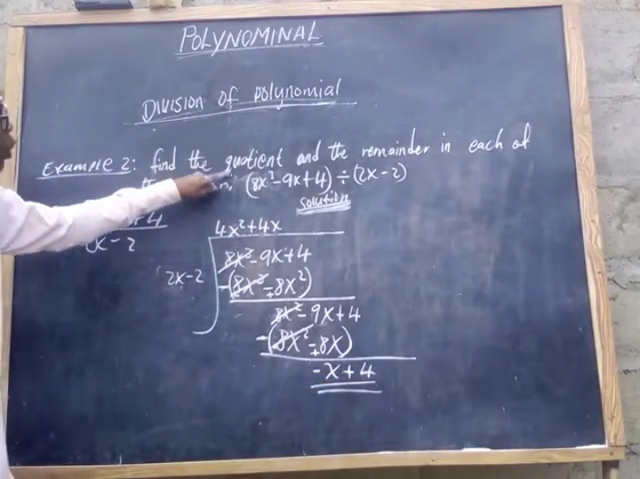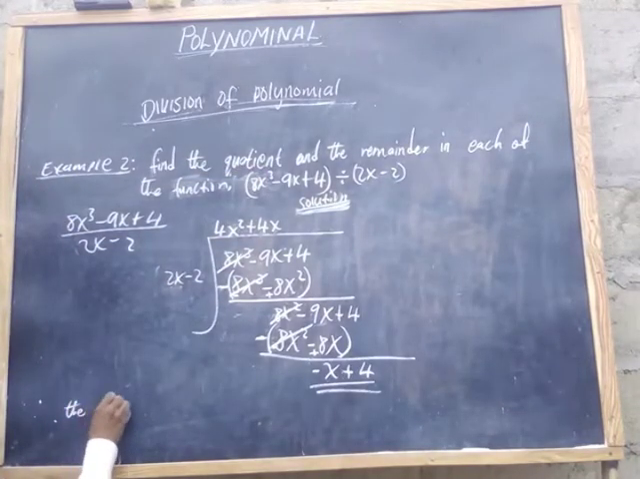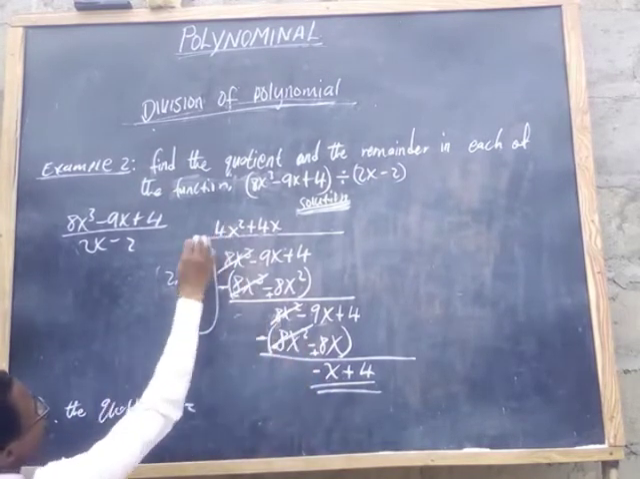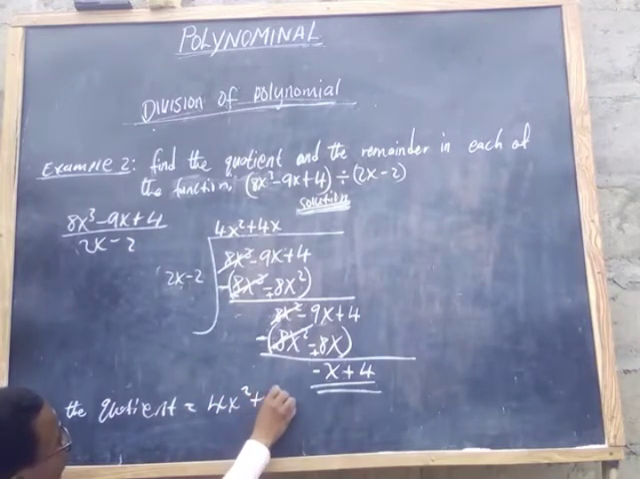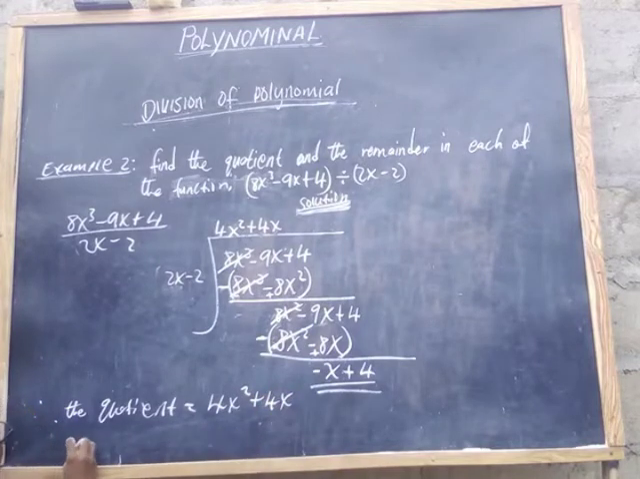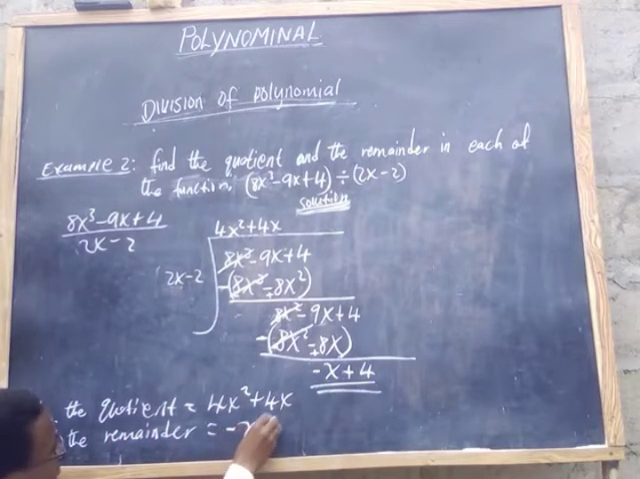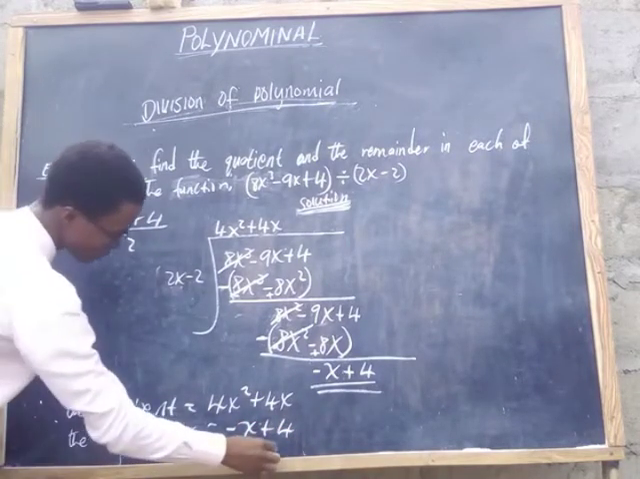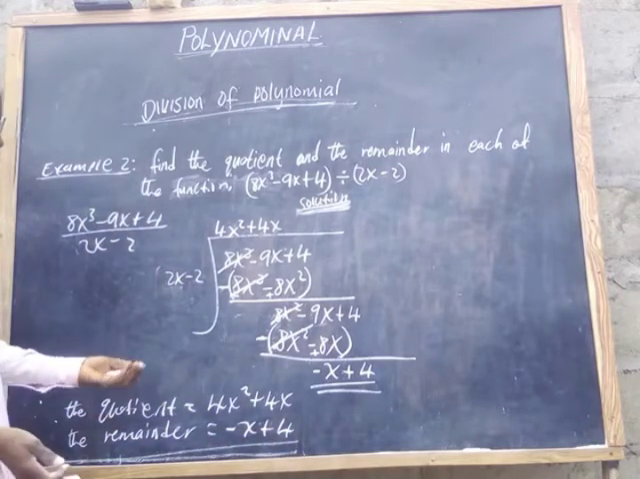So the question says find the quotient and the remainder. Now you can say, therefore, the quotient is equal to what? What is the quotient? Is this one. So you say the quotient is 4x squared plus 4x. This is the quotient. What is the remainder? You say the remainder is equal to what? Minus x plus 4. This is what the question asks you. So this is your answer. Find the quotient and the remainder. Please, this is the answer.